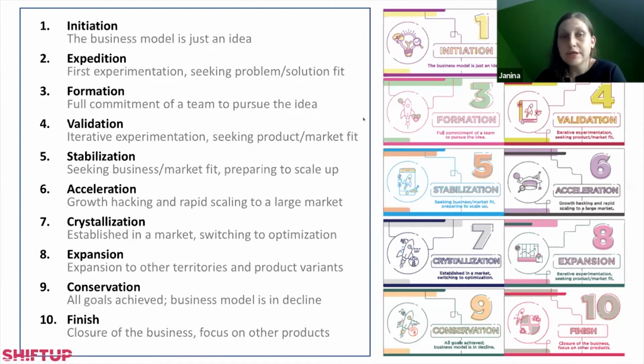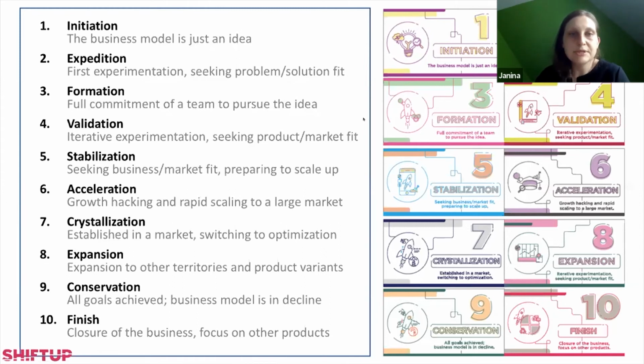And then we just grow, right? The crystallization is establishing in a market. We start to optimize. We start to do more on the same budget. And we just grow, right? While 8, our expansion, is basically when we earn the money. We want to earn all the monies in the world before our business model is not relevant anymore.